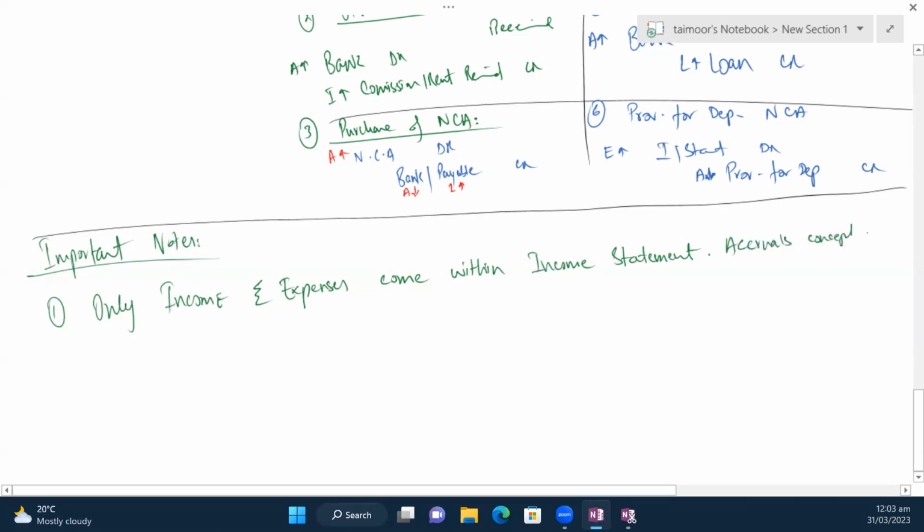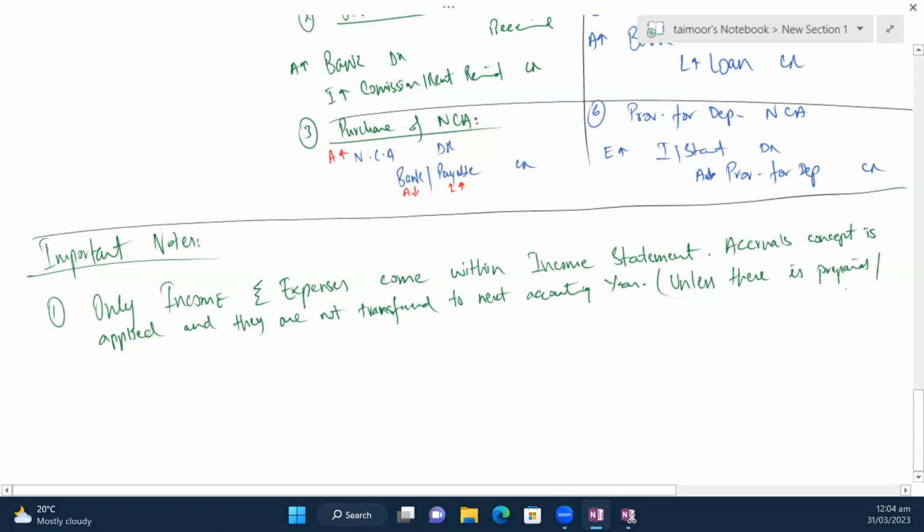Accruals concept is applied and they are not transferred to next accounting year unless there is prepaid or accrual.